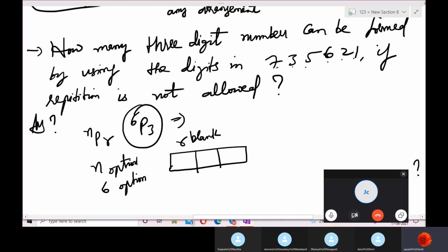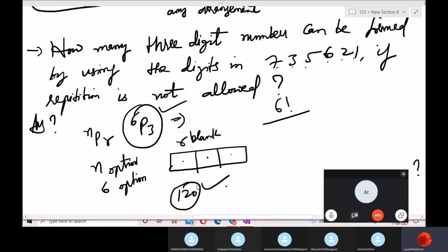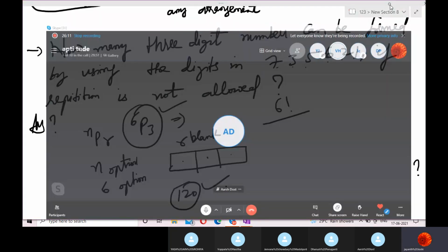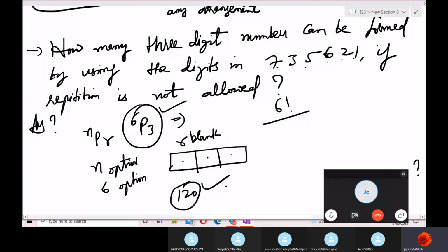You cannot do 6 into 5 into 4 manually like this, so directly apply the formula and tell me. No one is giving an answer. I don't know, are you people sleeping or doing the questions? 6 factorial, yes, 120. Very good. Who gave the answer? Hasita, good. Yes, 120 is the answer.